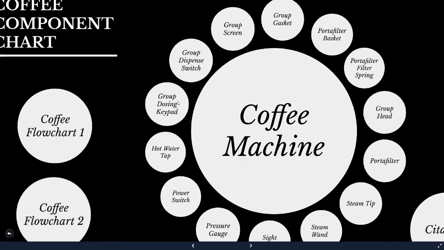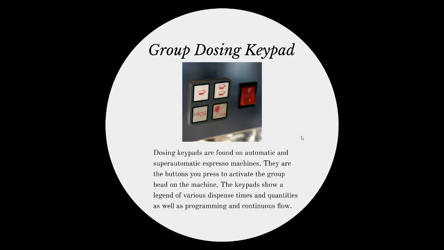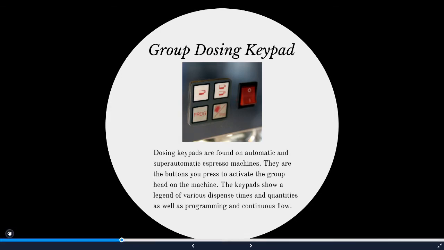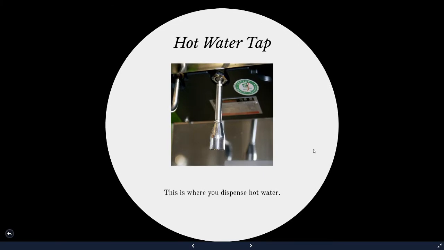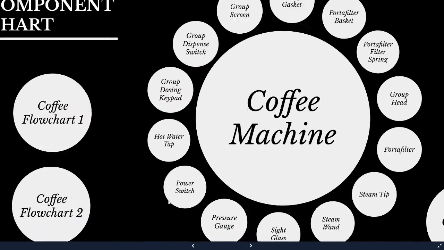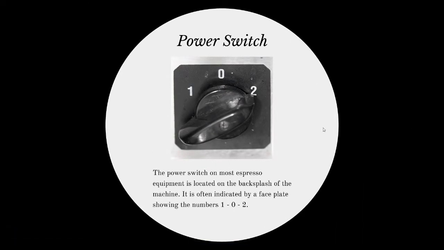Group dosing keypad. Dosing keypads are found on automatic and super-automatic espresso machines. They are the buttons you press to activate the group head on the machine. The keypads show a legend of various dispense times and quantities, as well as programming and continuous flow. Hot water tap. Well, this is where you dispense hot water.